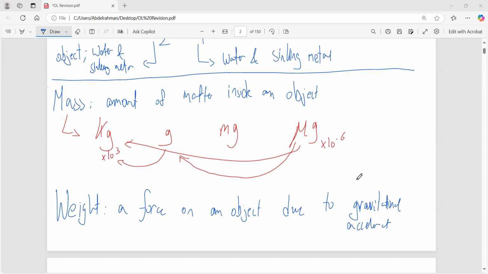Acceleration, not potential. No, gravitational acceleration is different from gravitational potential energy. Gravitational potential energy we will talk about later on, inshallah.